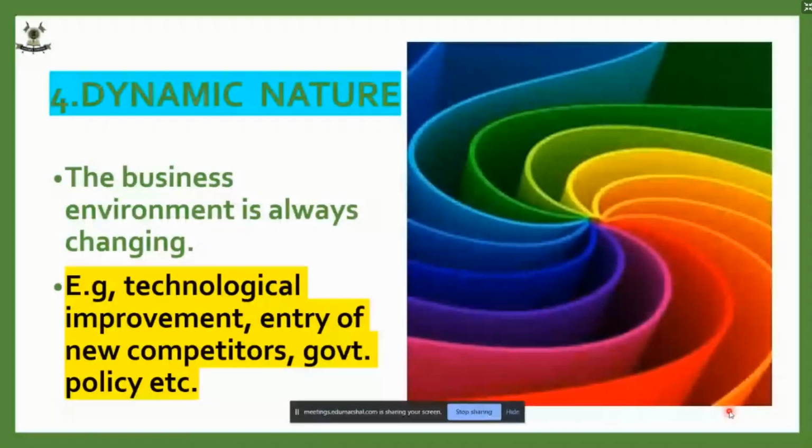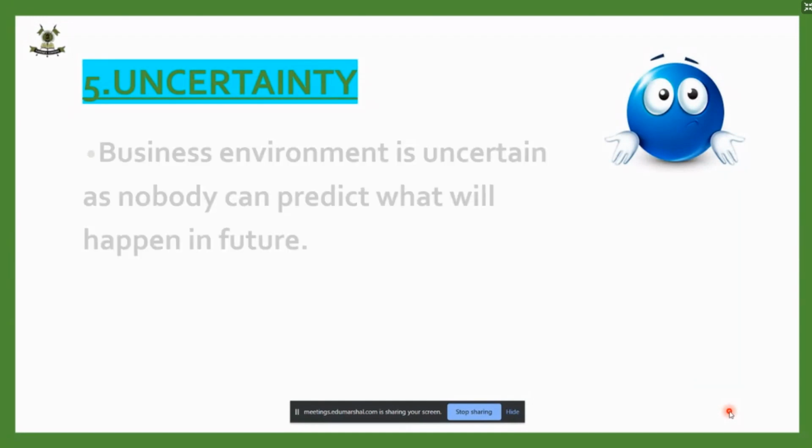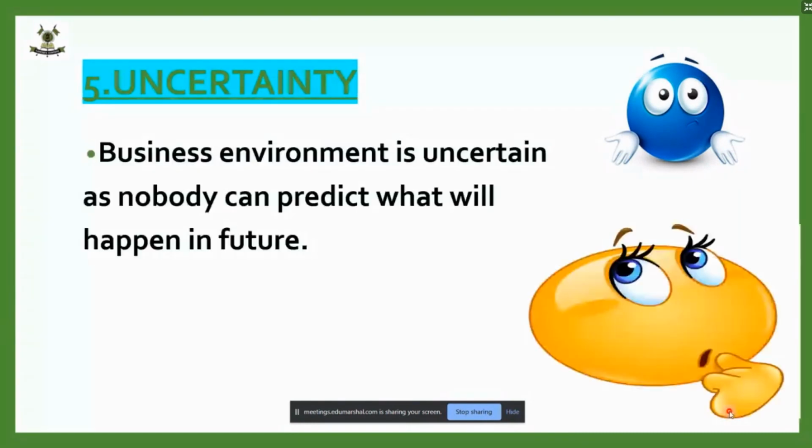Then we have talked about uncertainty. We said that business is so uncertain. We don't know what is going to happen in future. Nobody can predict what is going to happen in future. And the business environment itself is so huge, and it is so difficult to predict what is going to happen.